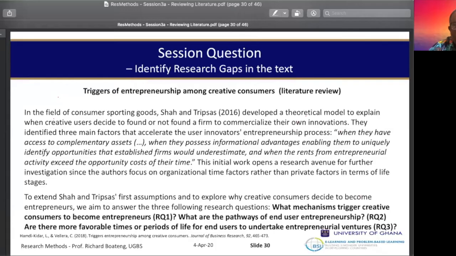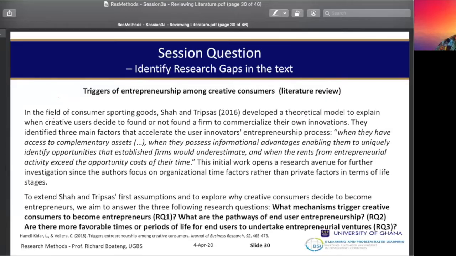So the first one, when they have complementary assets, assets that can help them to do that, and it may not bring much cost to them. Number two, when they possess informational advantages, like the mountain bike guy. He was a biker, and he knew what it is to bike, but through that particular means, he identified that there's an opportunity for him to start. So maybe other people couldn't see that there was an opportunity there, but he could see because of his experiences.